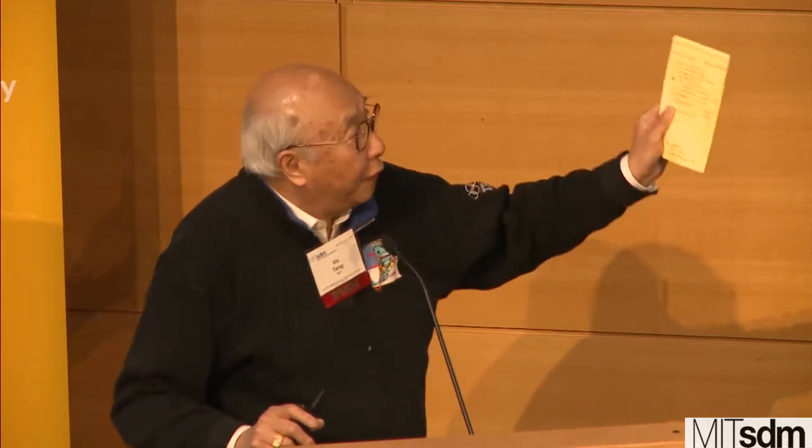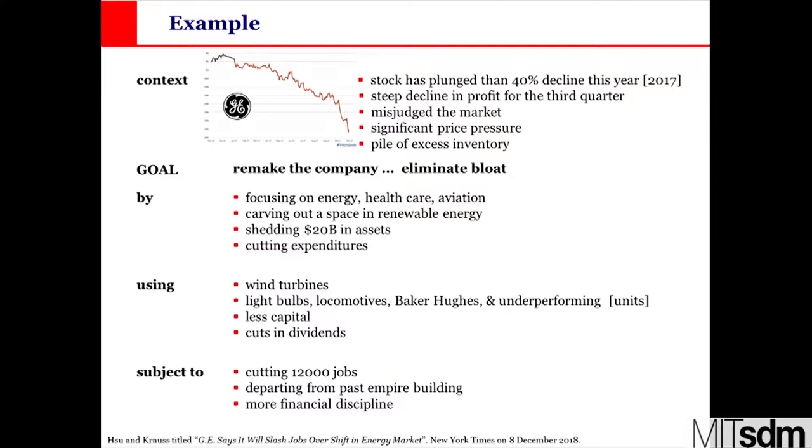What are the things that they're going to be using to do these objectives? They said focus on wind turbines, light bulbs, less capital, and cut dividends. Is anything clearer than that? I don't think so. It's very clear. Subject to, by the way, we're going to cut 12,000 jobs. We don't care. We're going to do that. We're going to depart from previous empire building, which was really a legacy of Jack Welch, and move to more financial discipline. Goals and objectives very clearly stated and very clearly propagatable downwards in the organization.